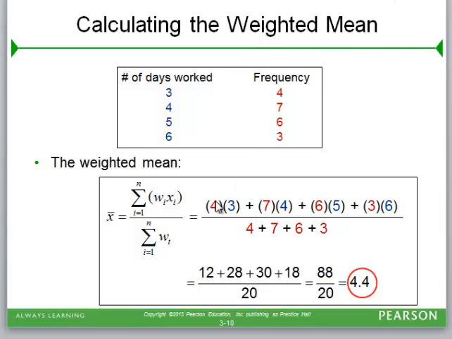So weight times the value: 4 times 3 plus 7 is the weight. So weight times the value of 4, then plus 6 times 5 plus 3 times 6, then divided by the sum of all weights. Remember, we use the frequency as the weights. Then we get 4.4. So the average number of days you worked per week is 4.4 days.